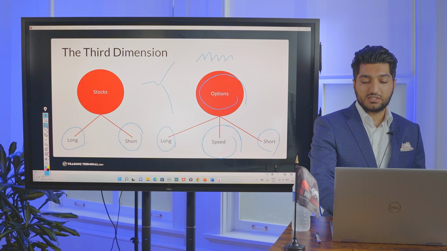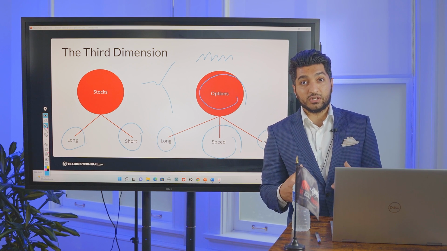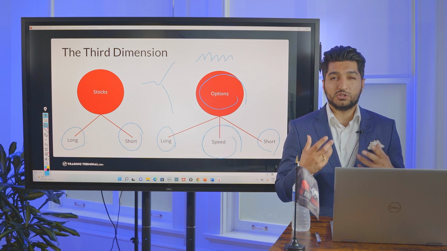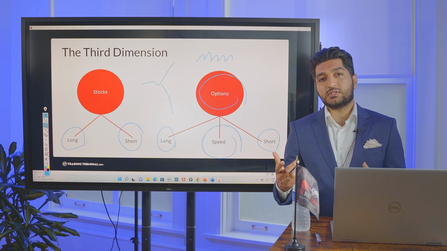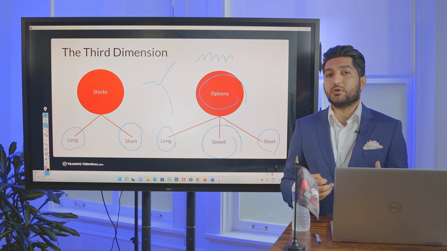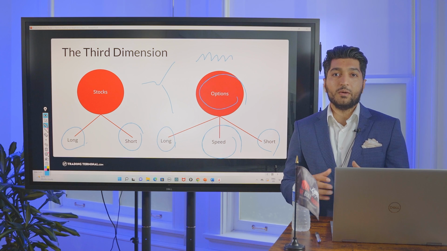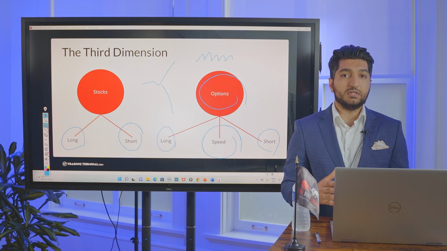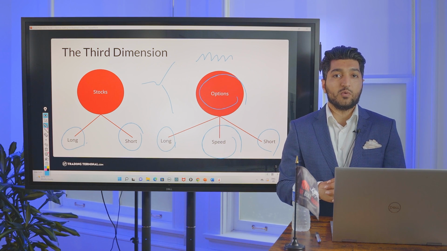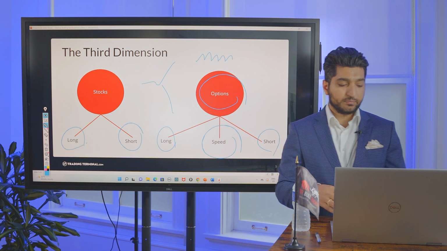And that's the bet on speed, which is the third dimension of the option market, which makes options very, very powerful, and at the same time makes it a little overwhelming for beginners. But don't worry, by the end of this course, you'll know exactly how to treat speed and the right strategies when you're betting on speed in the market.